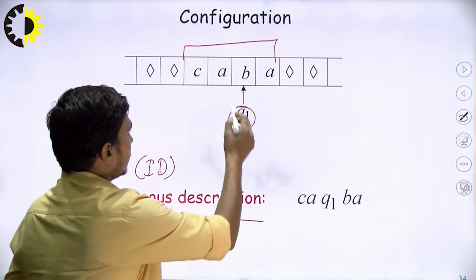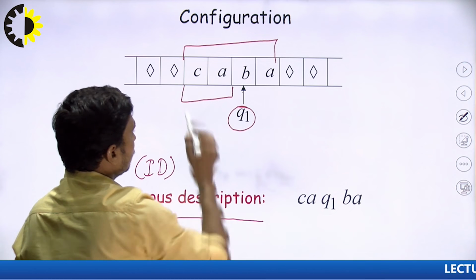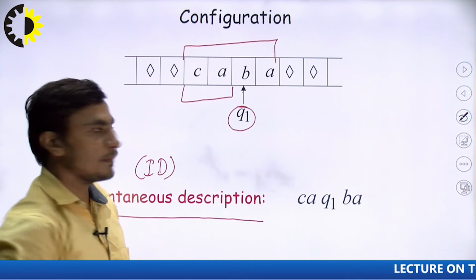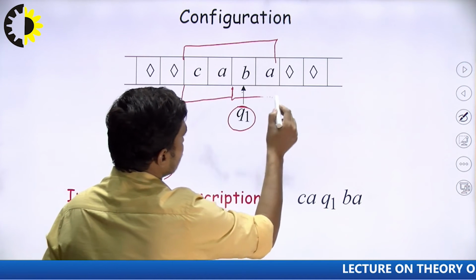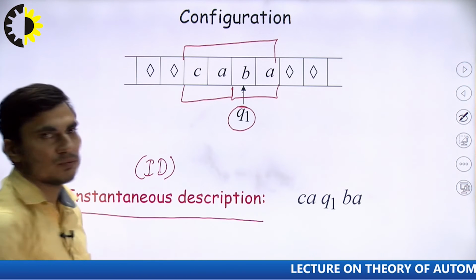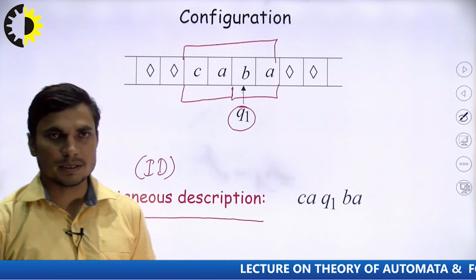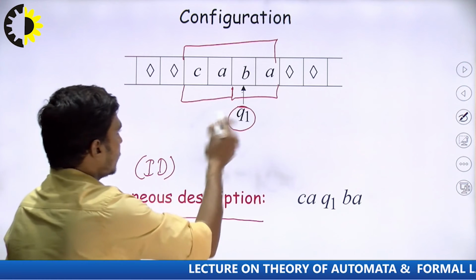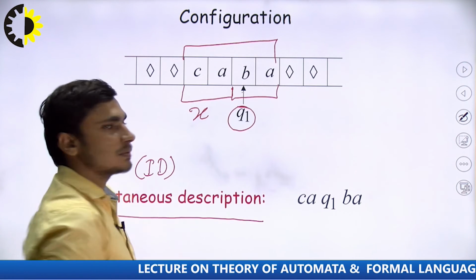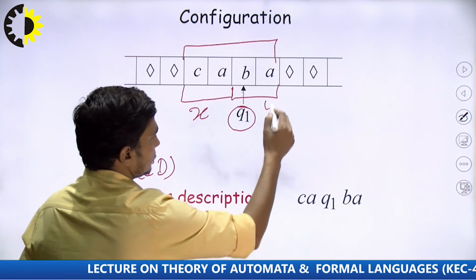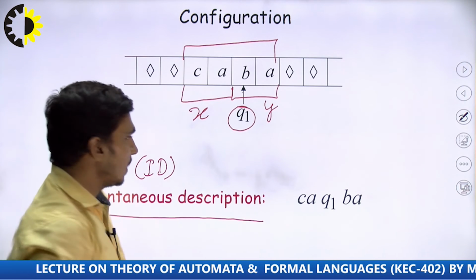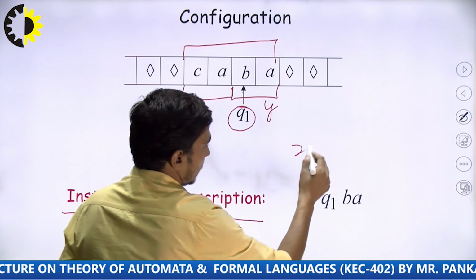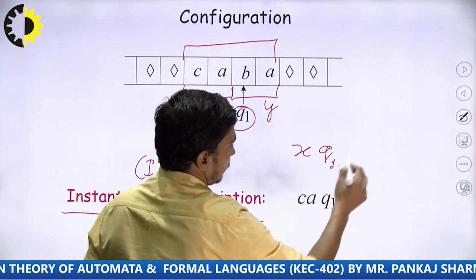So before that, on the left side we are having CA, and on the right side, along with this symbol which is pointed by the read write head, let's suppose this is your substring X, and let's suppose this is your substring Y. Now we can represent this as x q1 y.